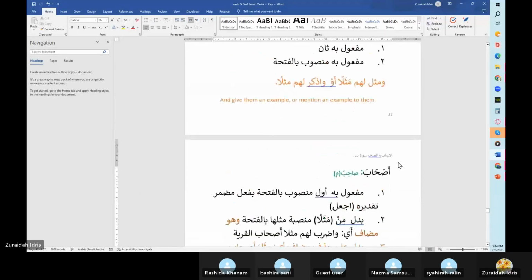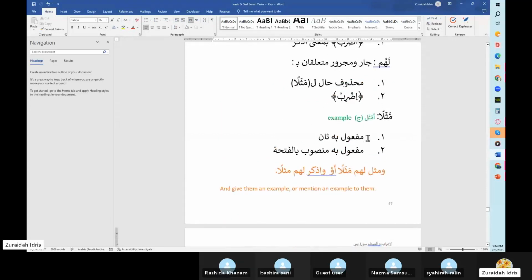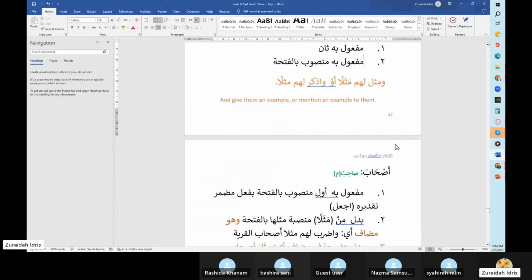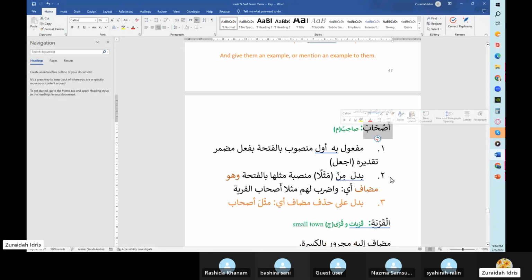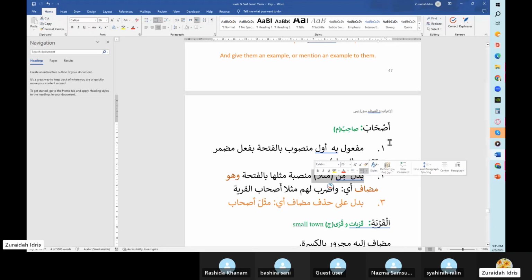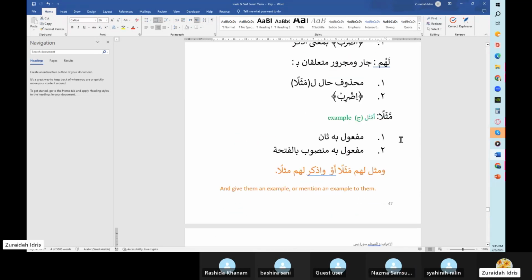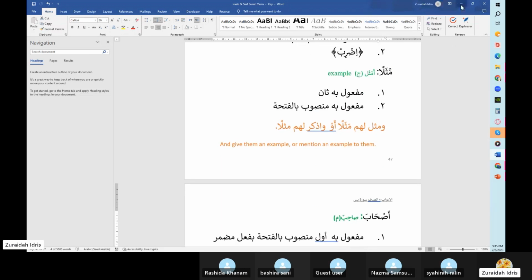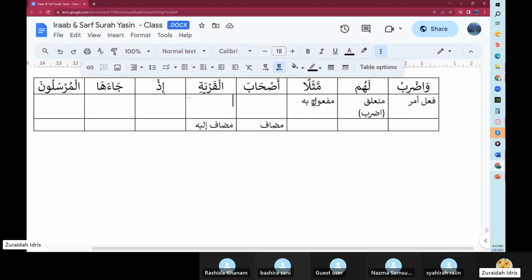So in this case, we looked at masalan as the second maf'ul bihi. Yes, that's the second maf'ul bihi. The masalan was the second one, and the first one is actually what you said, ashabal qaryati. But last week, I went with just badal, because it was easier to understand. Meaning that you have your maf'ul bihi here, and ashab al-qaryati is the same thing actually. That's why we say it's badal.